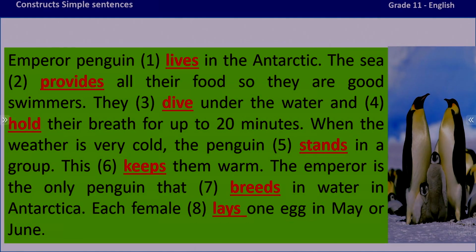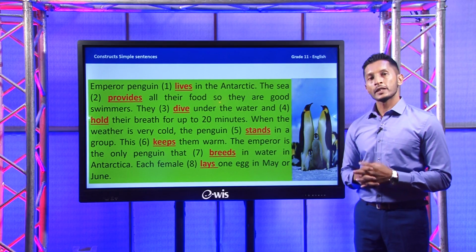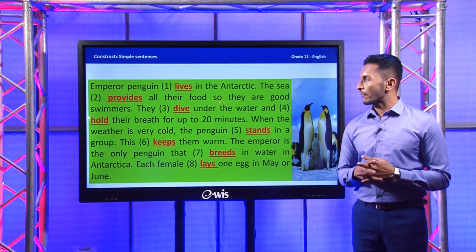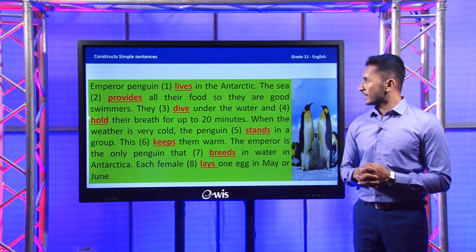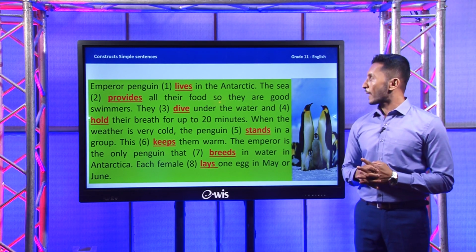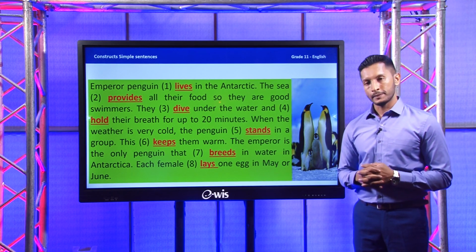Emperor penguin lives in the Antarctic. We discussed this earlier. The sea provides all their food, so they are good swimmers. So what is the action there? Provides. Which provides? The sea provides. So the subject is singular, so we have to add s to the verb. The sea provides all their food, so they are good swimmers.